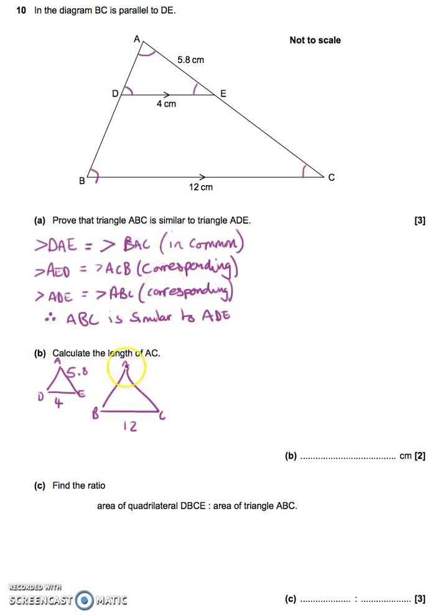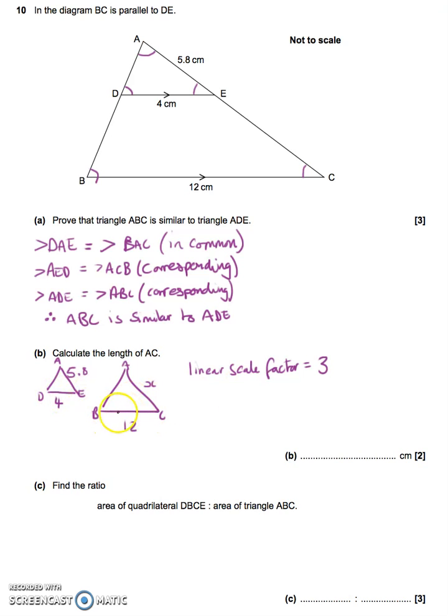We've got to calculate this length here, AC. We don't know what that is. But we can work it out because we know they're similar to each other. Therefore, there must be a scale factor involved in this enlargement. And that scale factor, we're going to call it the linear scale factor, because we can find it by doing 12 divided by 4. We can see that that gives us 3. So the linear scale factor is 3.